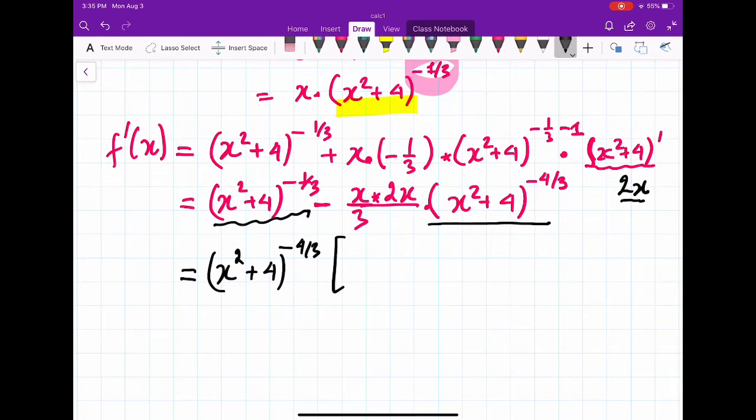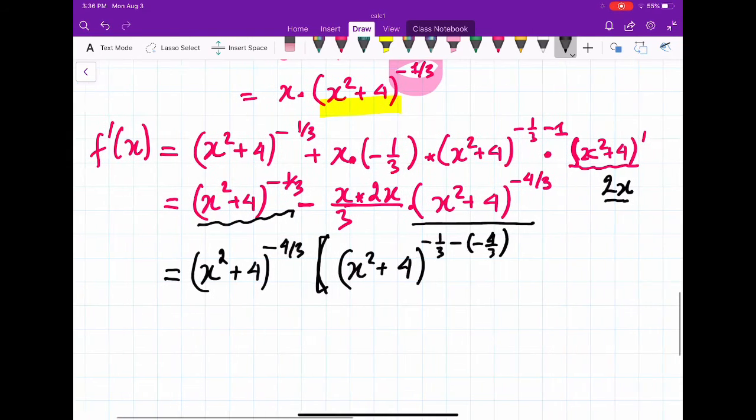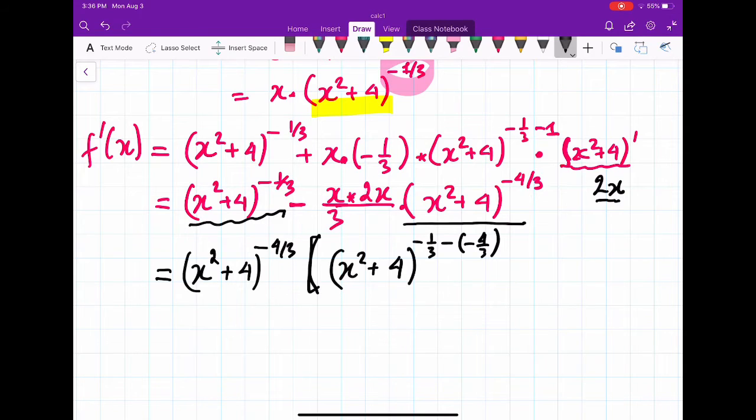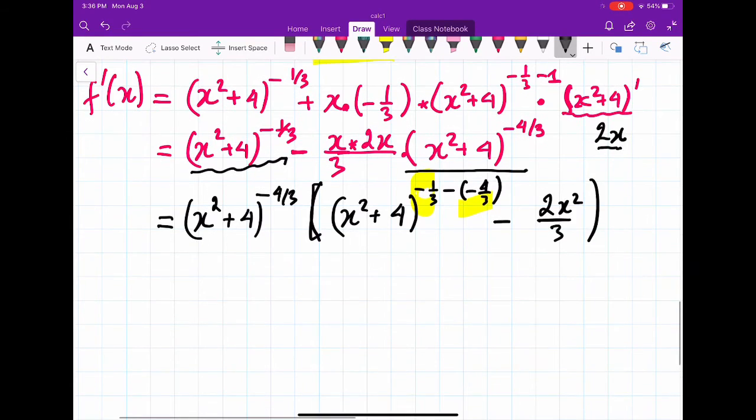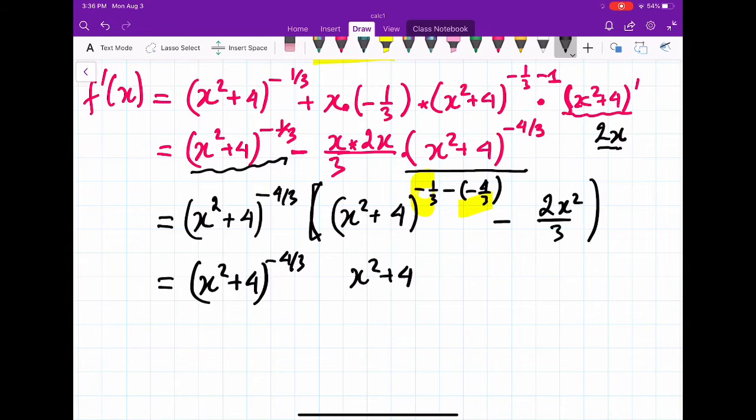So what do you have from here? You have x squared plus 4 to what? To negative 1/3 minus negative 4/3. Is that correct? Because you factor that out, right? Since you bring that out, you need to subtract that. So negative 1/3 is the original one. You have to subtract negative 4/3. Then minus 2x squared over 3. You see? And you have x squared plus 4 to the negative 4/3. In here you have x squared plus 4 because the power is 1, minus 2x squared over 3.